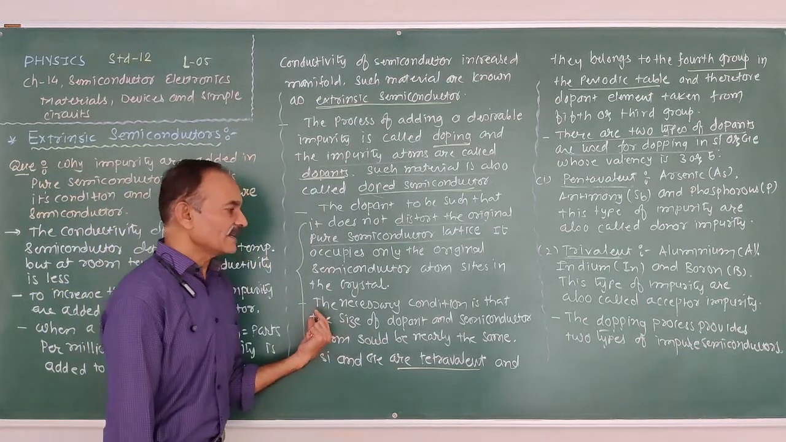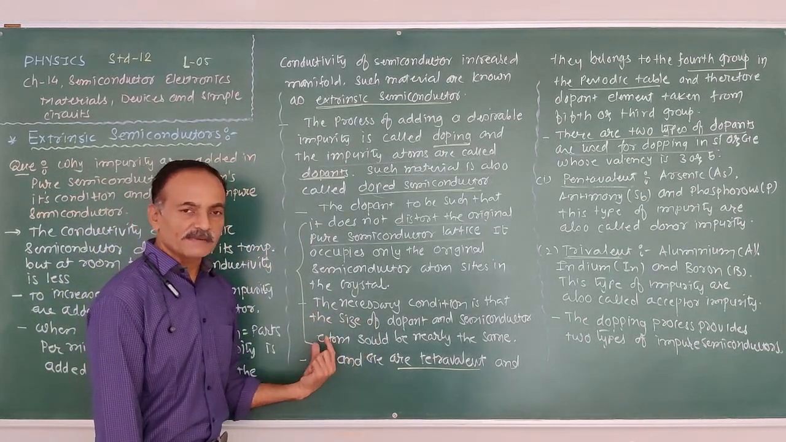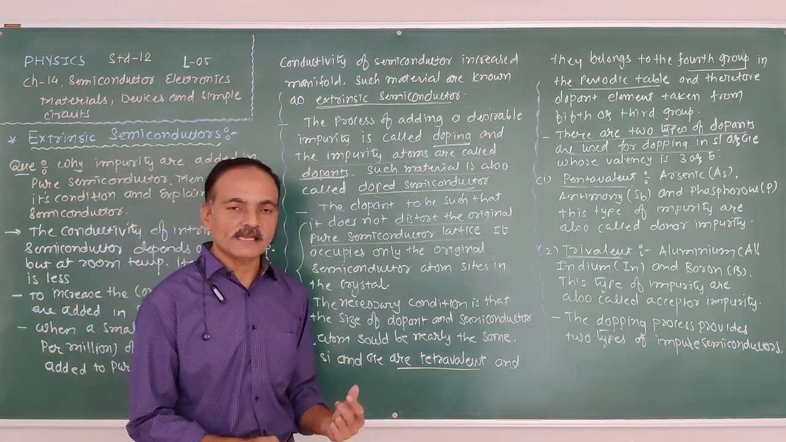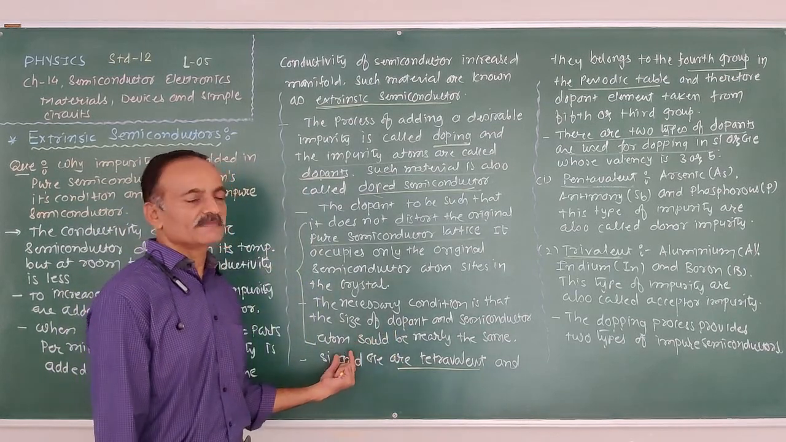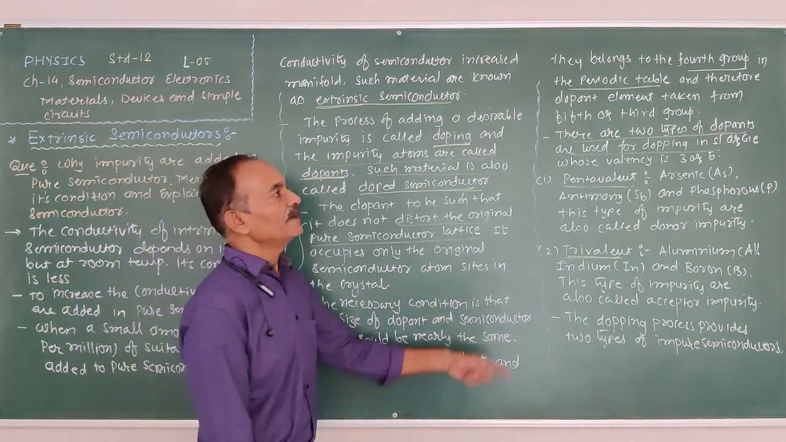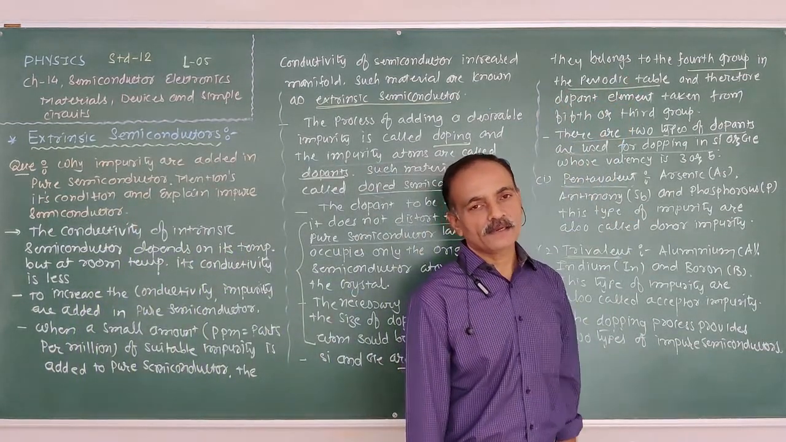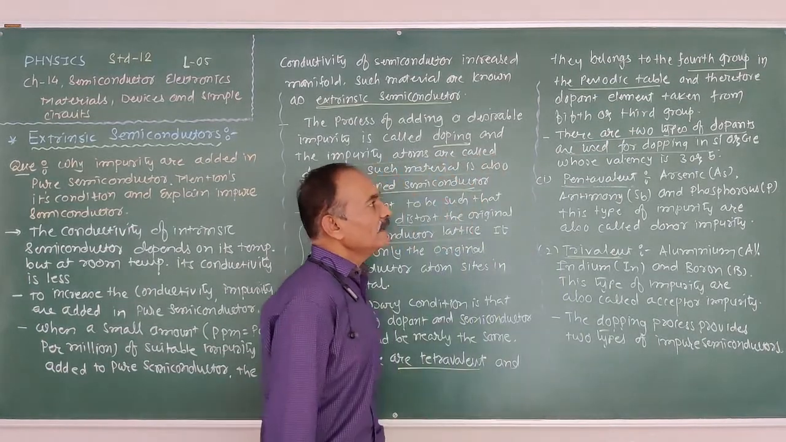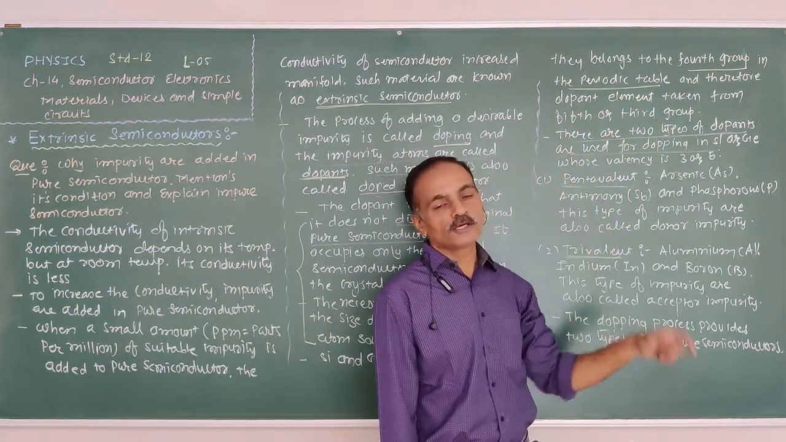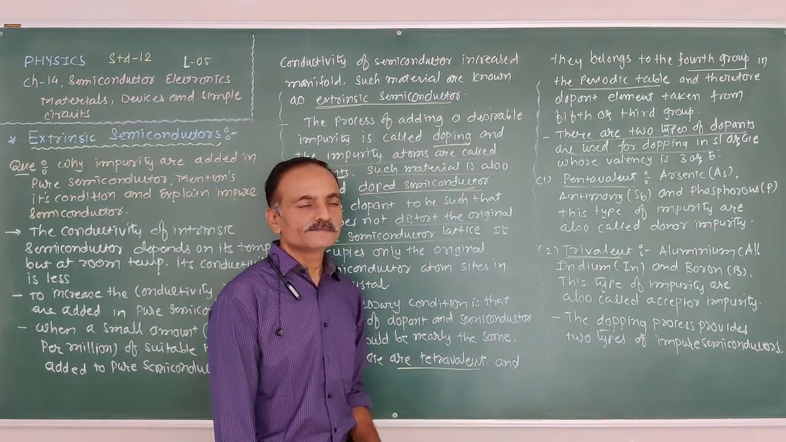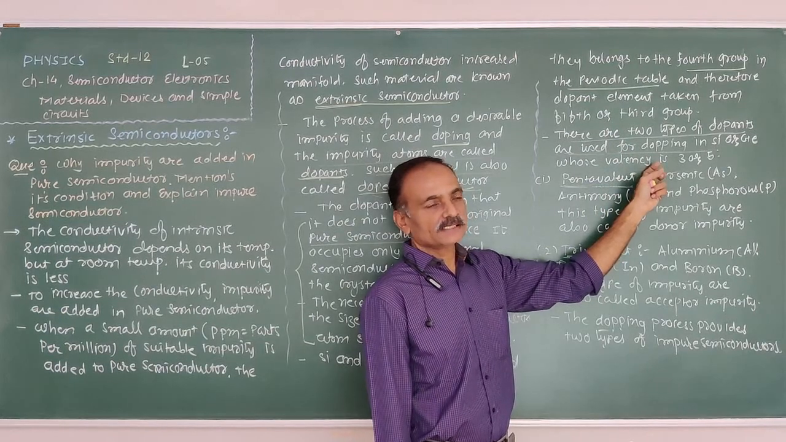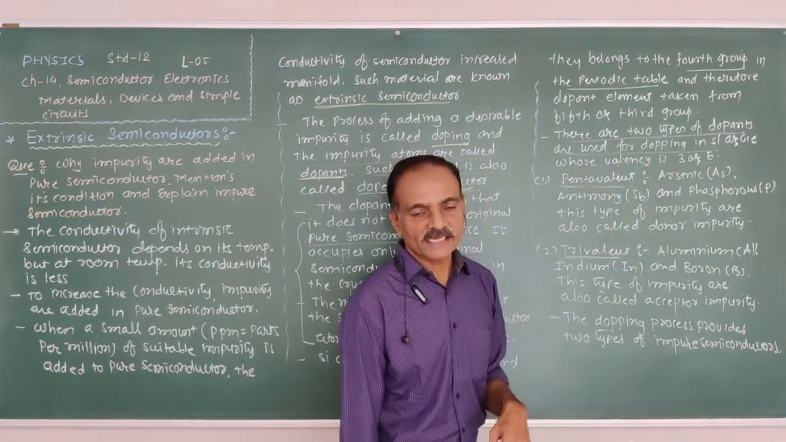The second necessary condition is that the size of the dopant and semiconductor atoms must be the same. That means the size of the dopant atom and the semiconductor atom must be the same. Here silicon and germanium are tetravalent and they belong to the fourth group in the periodic table. And therefore, the dopant element is taken from either the third or the fifth group. There are two types of dopants used for the doping process, whose valency is 3 or 5.